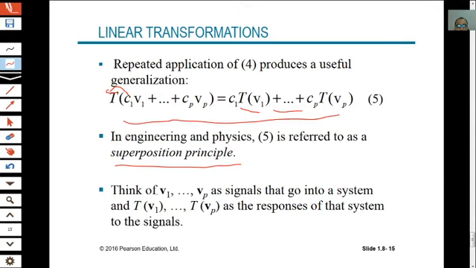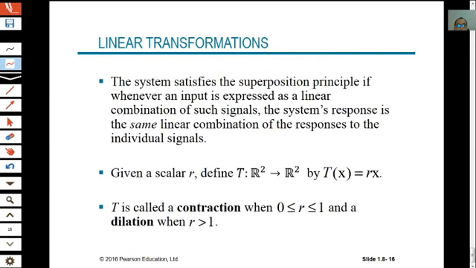For example, think of the vectors v1, v2, up to vp as signals that go into a system, and T of v1, T of v2, up to T of vp, the images of them, as the responses of that system to the signals. The system satisfies the superposition principle if whenever an input is expressed as a linear combination of such signals, the system's response is the same linear combination of the responses to the individual signals.